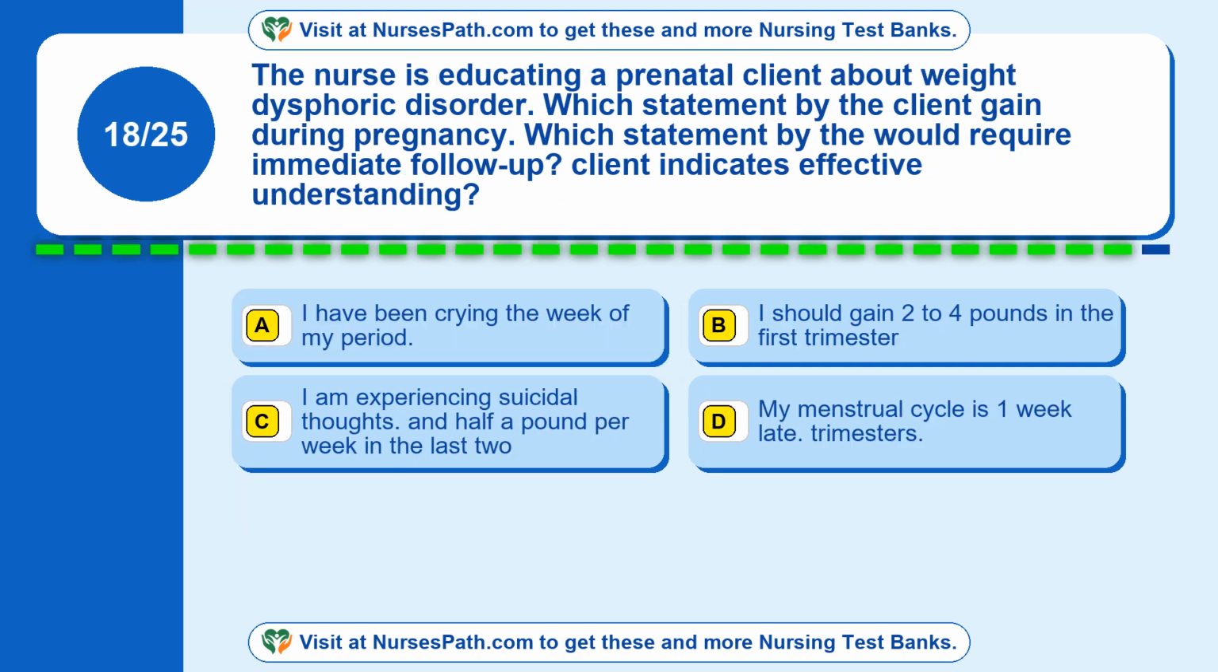Question 18. The nurse is educating a prenatal client about premenstrual dysphoric disorder. Which statement by the client would require immediate follow-up? Option A. I have been crying the week of my period.